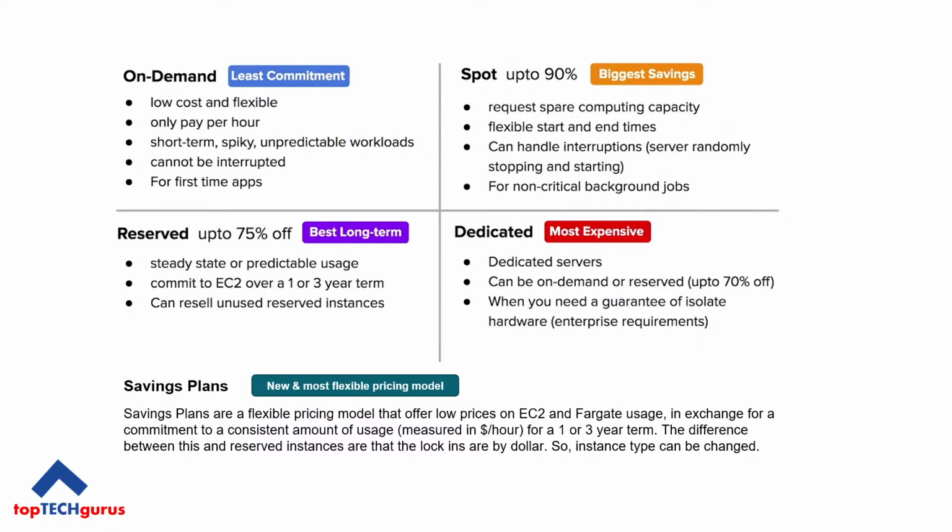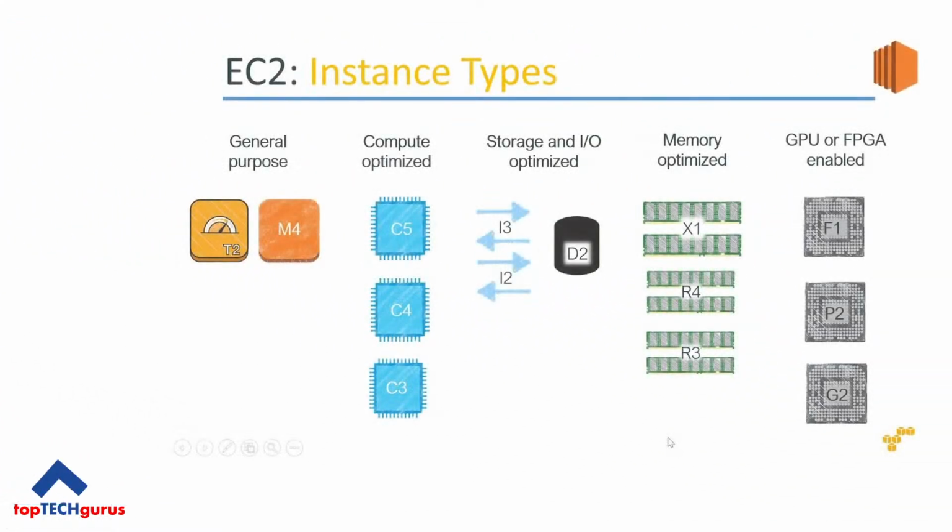So again, just to remind yourself, there are a lot of confusing questions about savings plans and reserved plans. So the lock-in, if it's by dollar amount, then it's a savings plan. If the lock-in is based on committed usage of EC2, then it's a reserved instance. In the savings plan, you can actually change the instance type. So if they talk about changing the instance type, then they're talking about savings plan. Okay, that is another slide about EC2 instances.